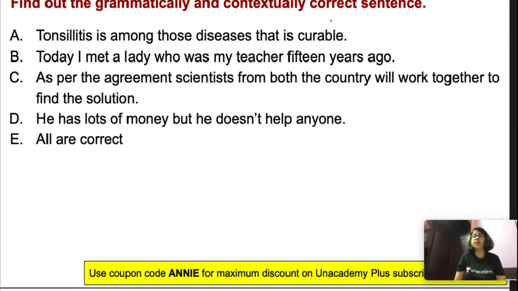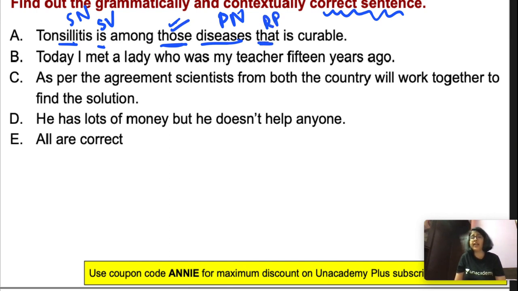Next question. Here you have to find out the correct sentence. Tonsillitis is among those diseases that is curable. Tonsillitis is a singular noun, is singular verb. Diseases, plural noun, among those diseases. So those is used for plural nouns. Those is what? Demonstrative adjective. Correct. Among those diseases, that is what? That is a relative pronoun.